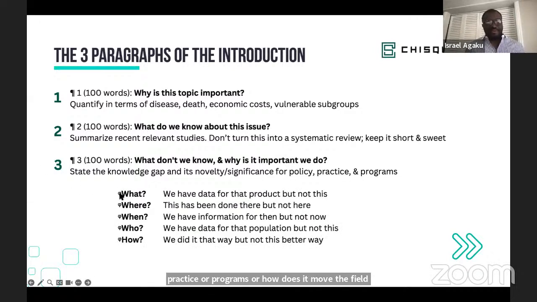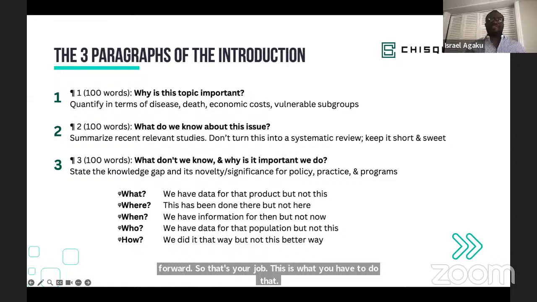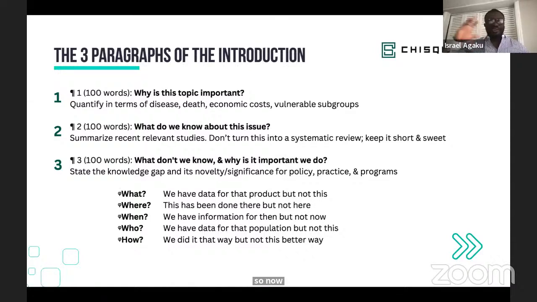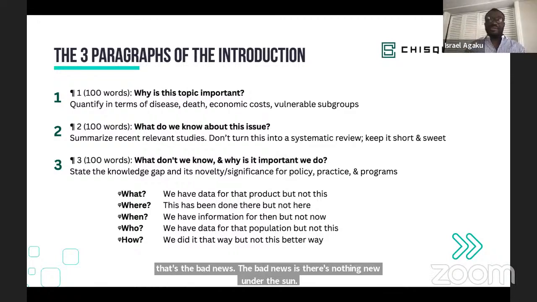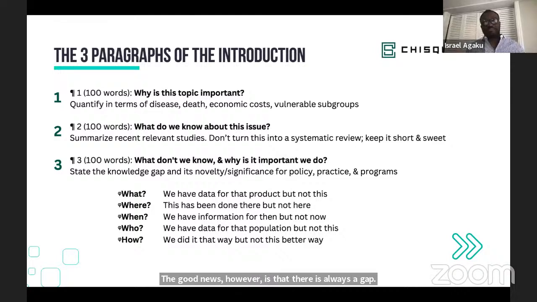Now, a gap doesn't mean that you have to go and reinvent a new field. There's nothing new under the sun, right? Whatever you're doing, someone else has done it before. So that's the bad news. The bad news is there's nothing new under the sun. The good news, however, is that there is always a gap. Research simply means we're talking about something new about something old. It's not as if we are going to reinvent a new topic.